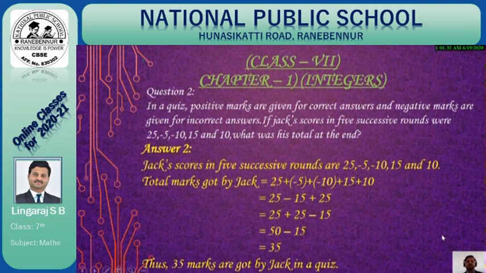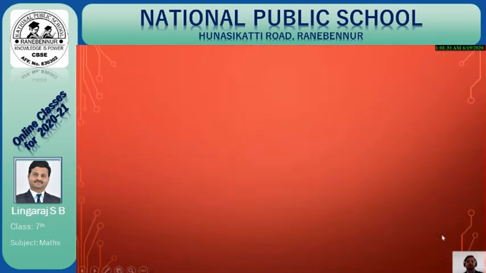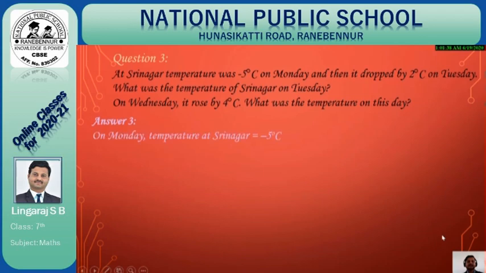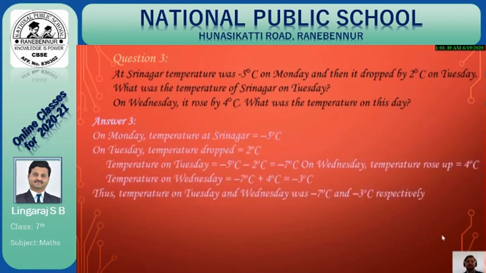Let's move to question number 3. The given question is, at Srinagar the temperature was minus 5 degrees Celsius on Monday and then it dropped by 2 degrees Celsius on Tuesday.